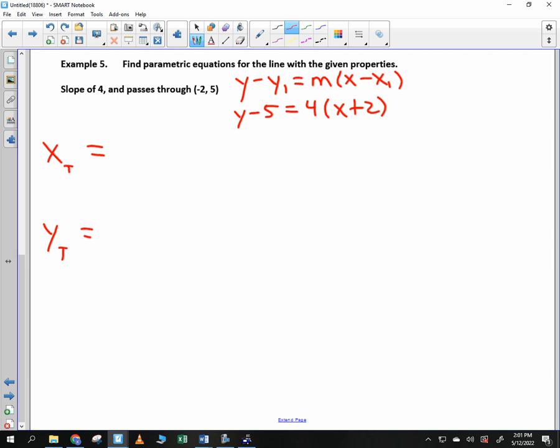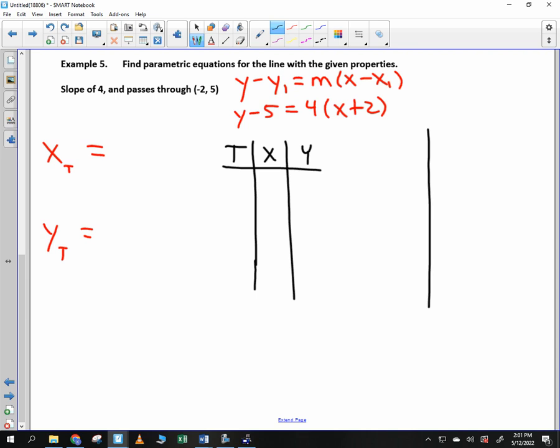There's a number of ways to go about this. I'm going to go ahead and just make a table. I'm going to make a table of t values, x values, and y values. And I'm going to graph that line. I'm going to go back 2, go up 1, 2, 3, 4, 5. So as the graph is created, I'm going to create my points. So I'm going to take this initial point right here, I'm going to call that time 0.